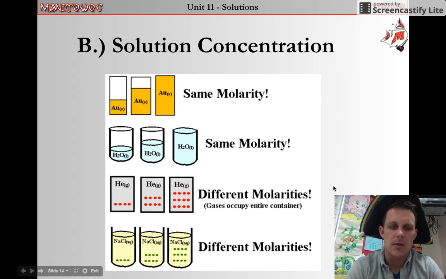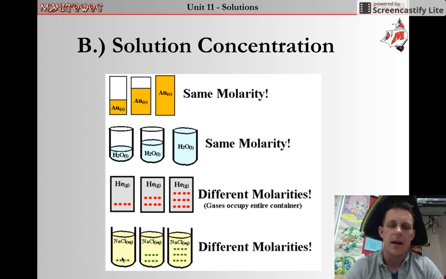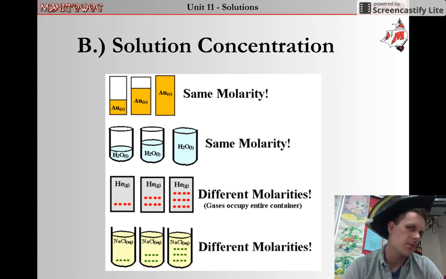In the bottom of the page, you see the sodium chloride. And on the left, you've got a little bit of sodium chloride. In the middle, you've got a medium amount of sodium chloride. And on the right, you've got a large amount of sodium chloride.